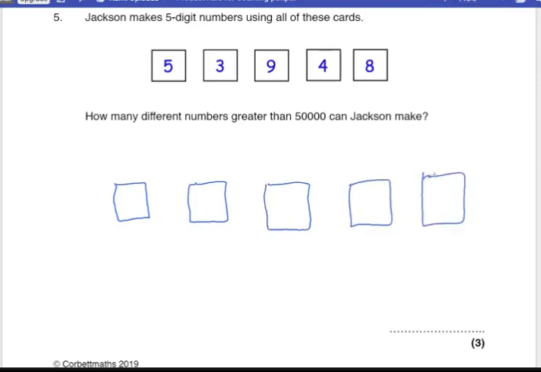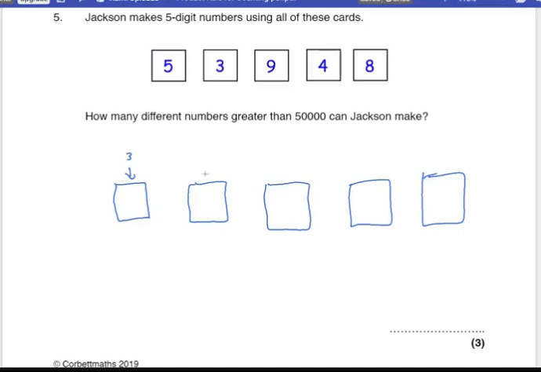So I guess the first question is, how many different numbers or digits can go in the first box? 3. Why is that? Because 4 and 3 are less than 5, so any number that you make will be less than 50,000. Perfect. So we've got 3 different options to go here. We can either put 5 or 9 or 8.